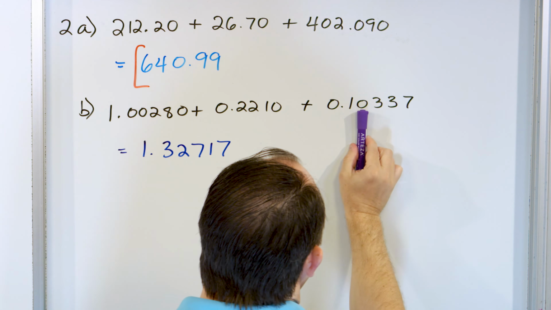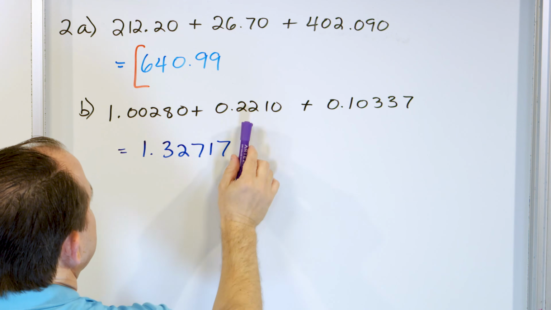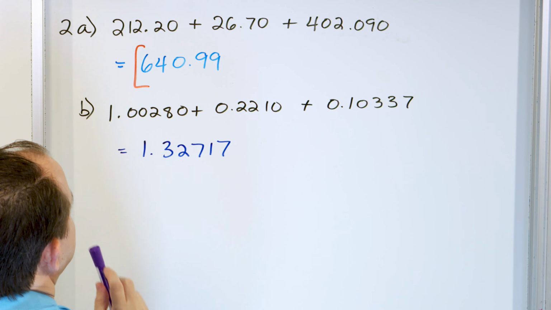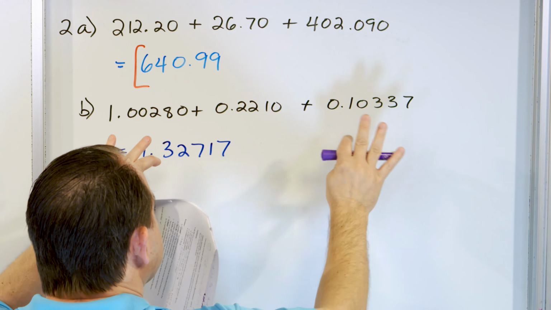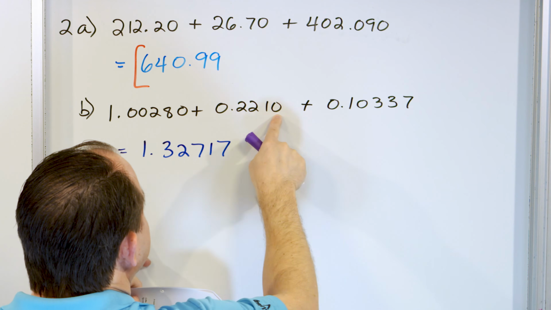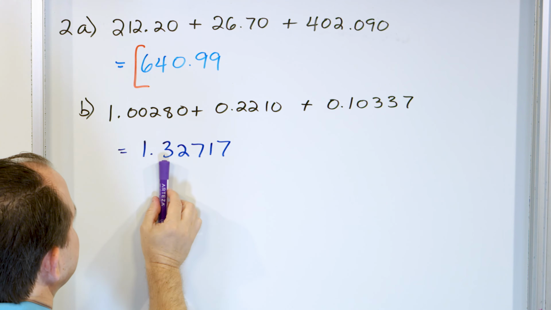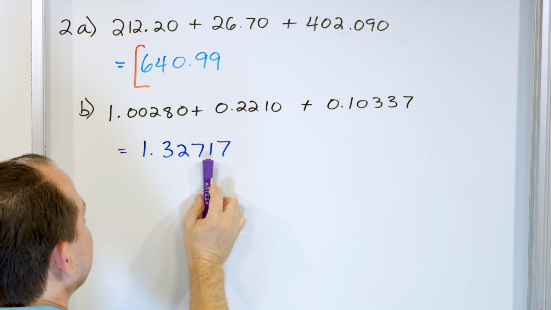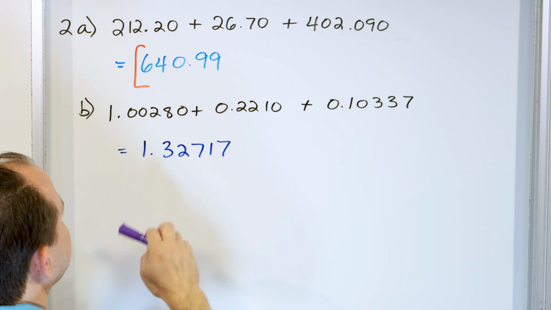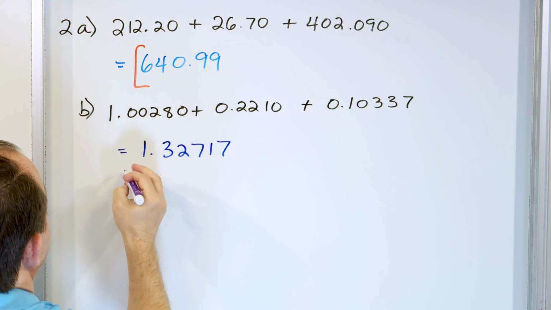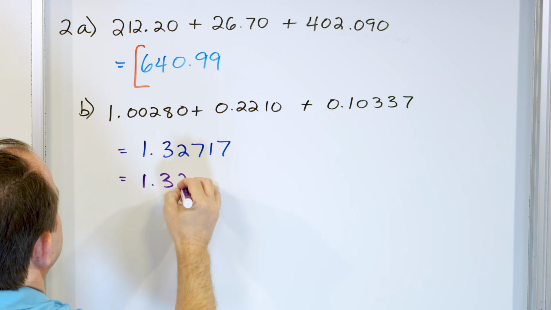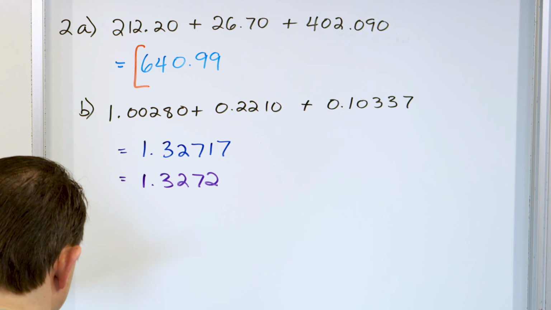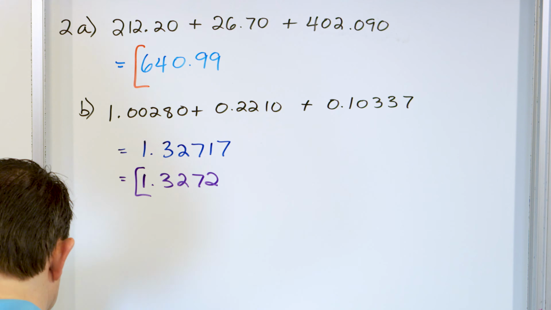Well, there's 1, 2, 3, 4, 5 after the decimal. There's 1, 2, 3, 4 after the decimal. There's 1, 2, 3, 4, 5 after the decimal. So the smallest of all these numbers is the 4 after this decimal. So we have to have 4 digits after the decimal in our answer, which means we're going to round to this position. And this one must turn into a 2 because the next door number is 5 or larger. So 1.3272. This turns into a 2 because the 7 forces it. 1.3272, that's the final answer.